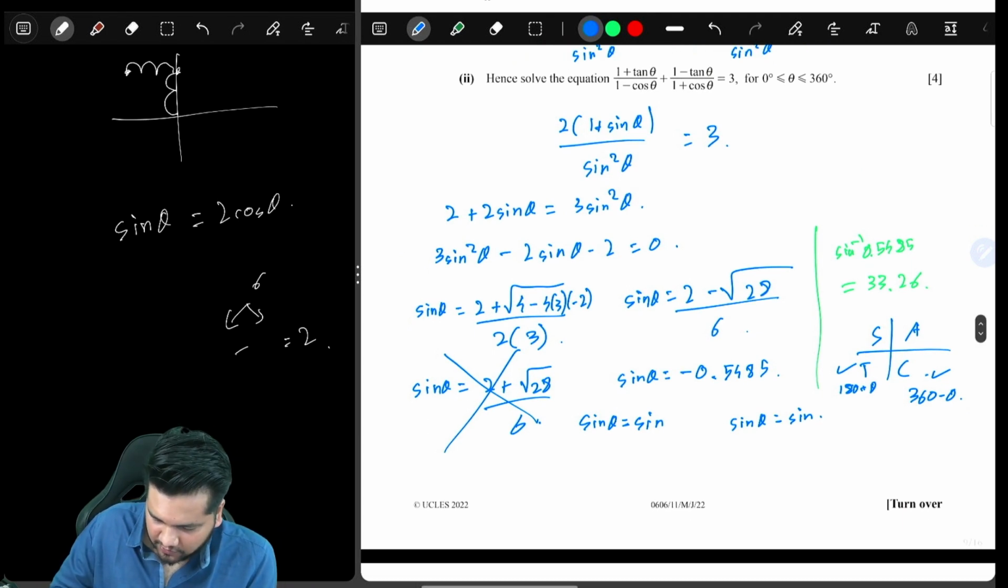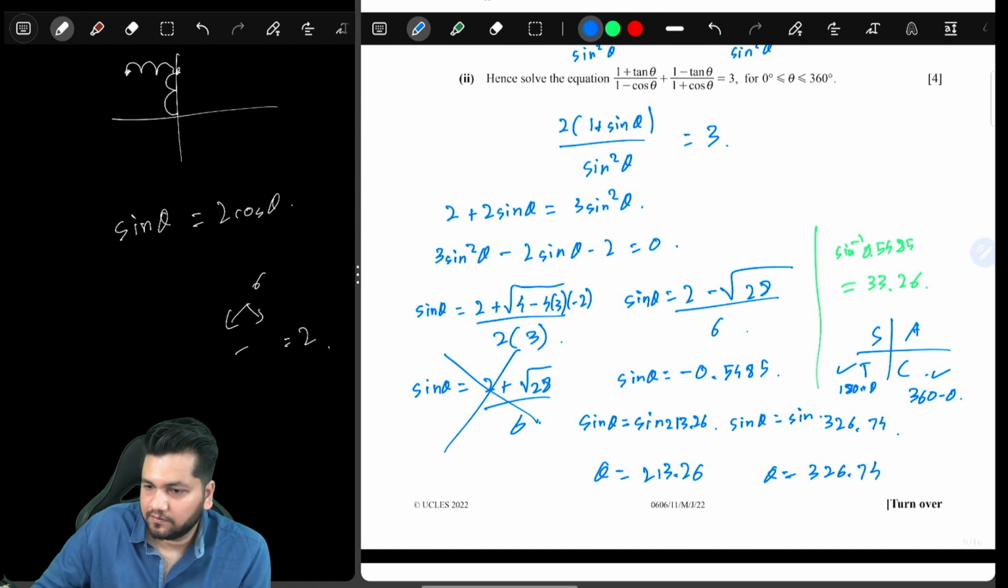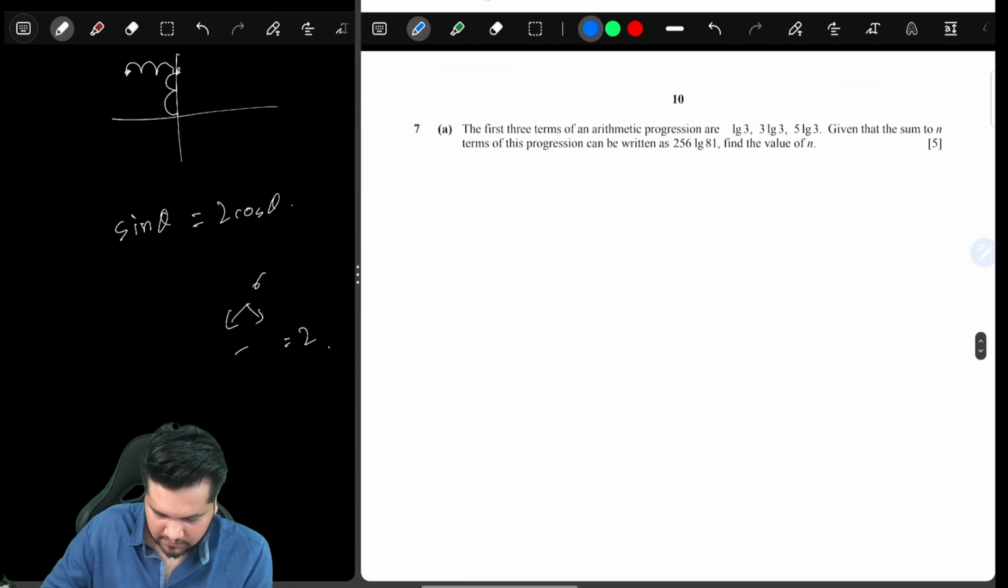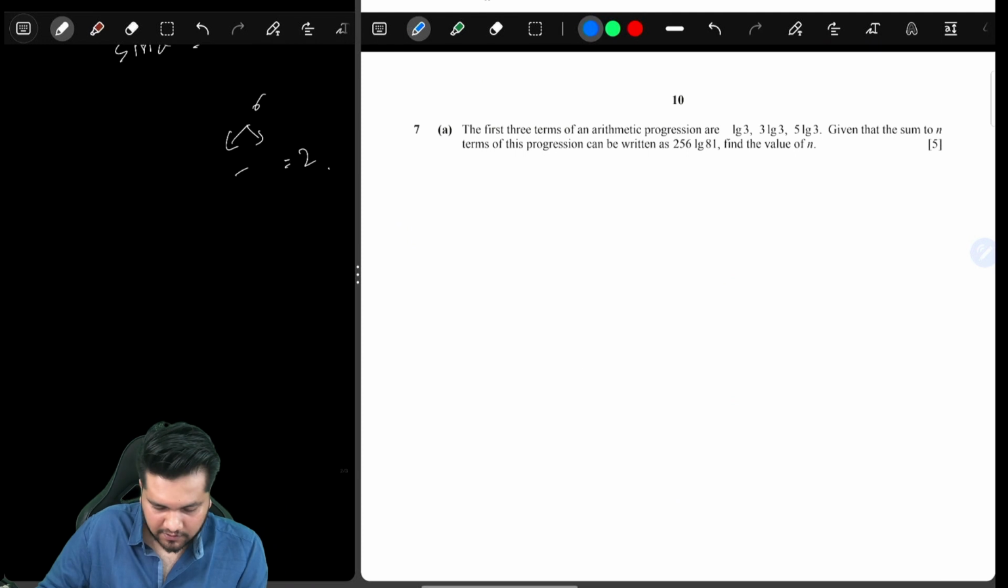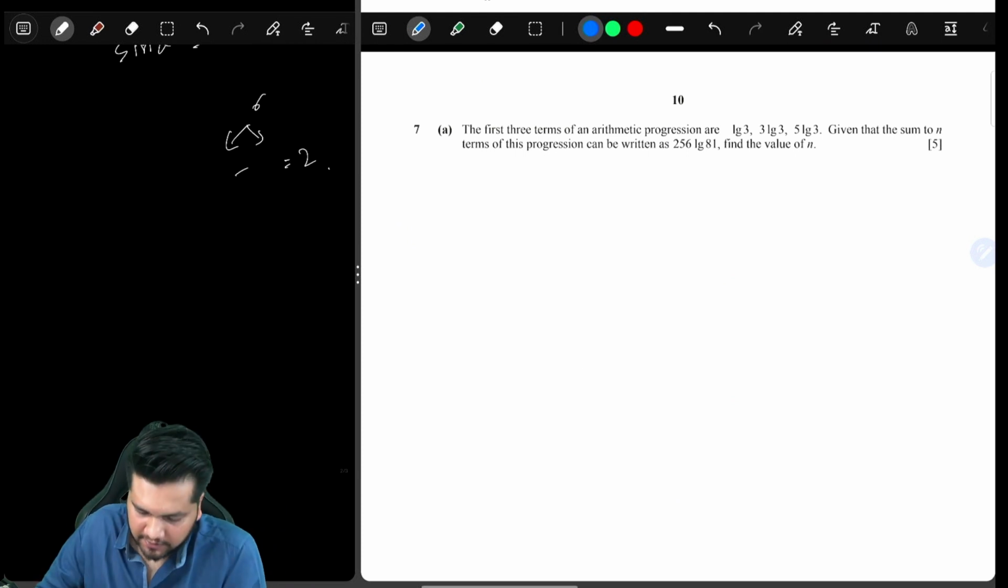Anyways, so this is going to be 213.26, and 360 minus 33, which is going to be 326.74. So these are your values: 213.26 and 326.74.